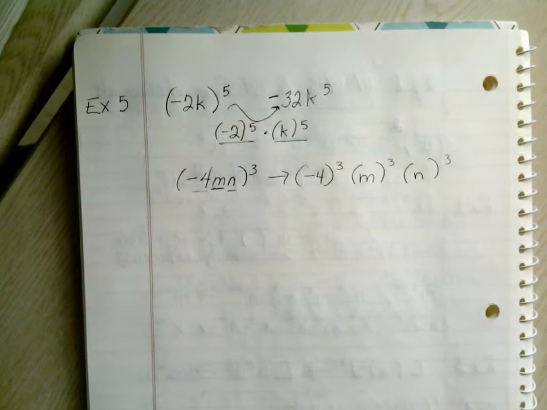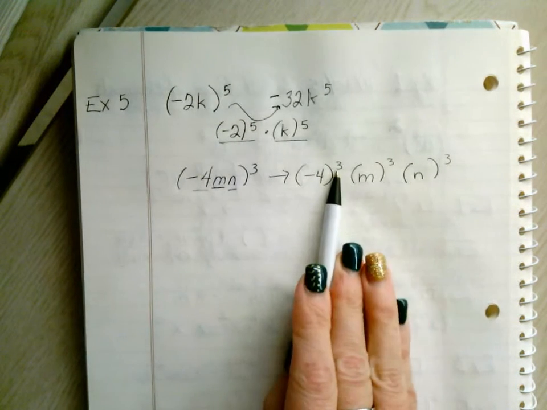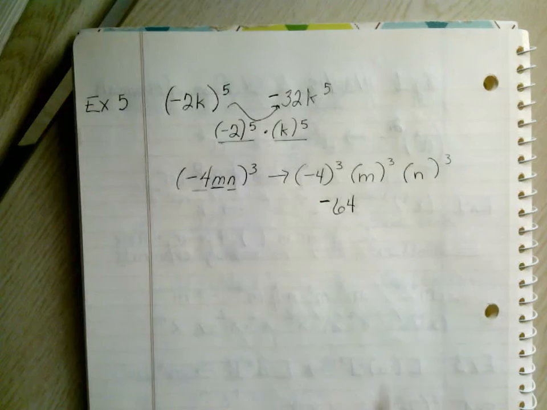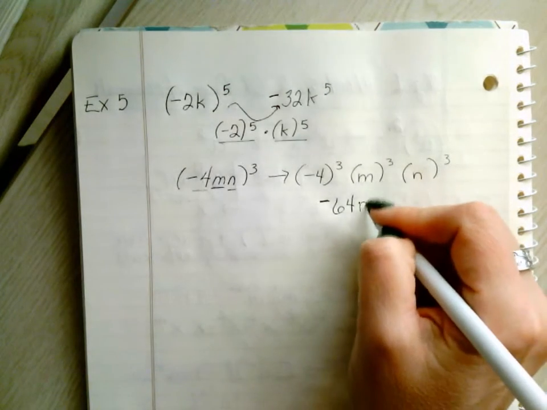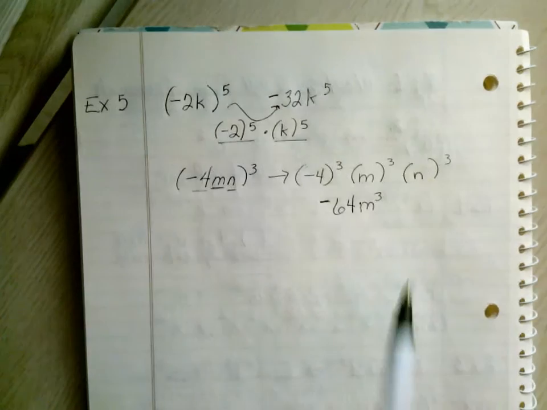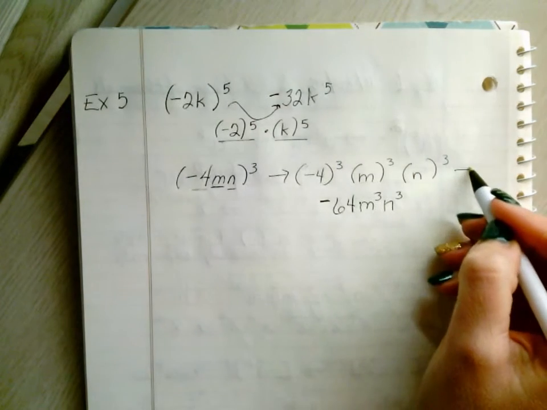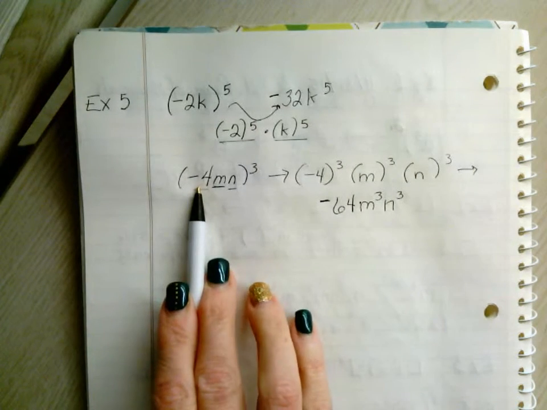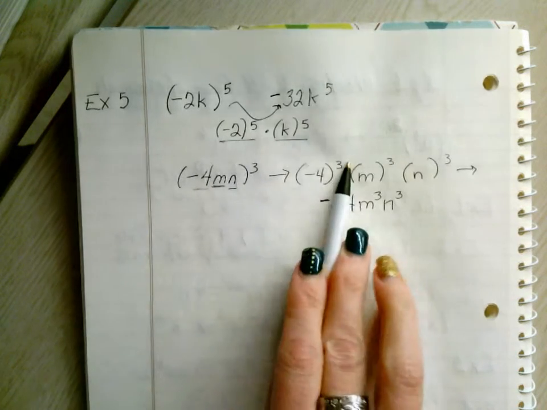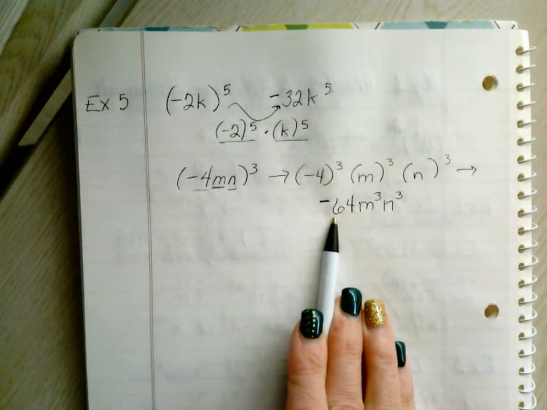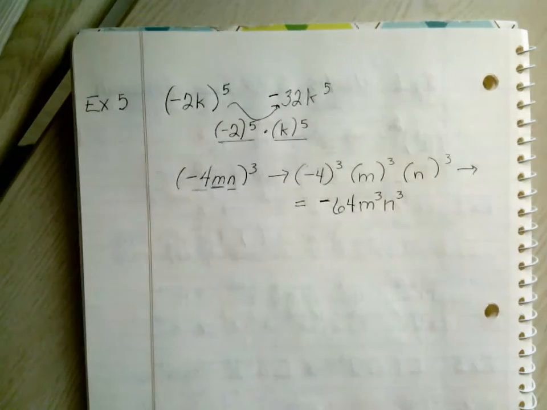The result of that is 16 times 4, which is what, 64? Yes. And since it's being raised to an odd power, it stays negative. -64. m times m times m is m cubed. n times n times n is n cubed. Okay? So I went from this, and then each thing in here got raised to the 3rd power. Therefore, the answer is right there. Okay?